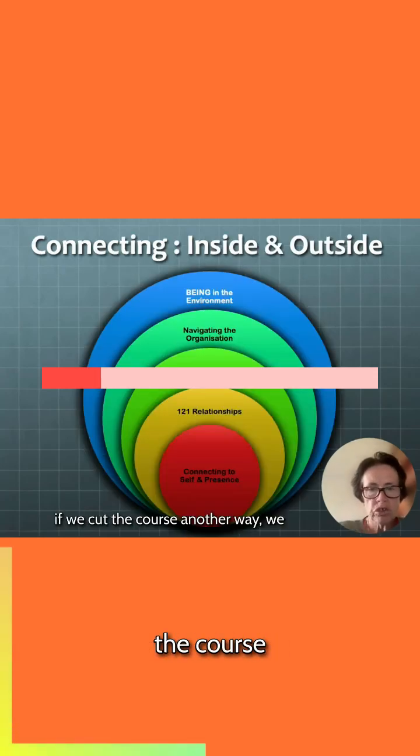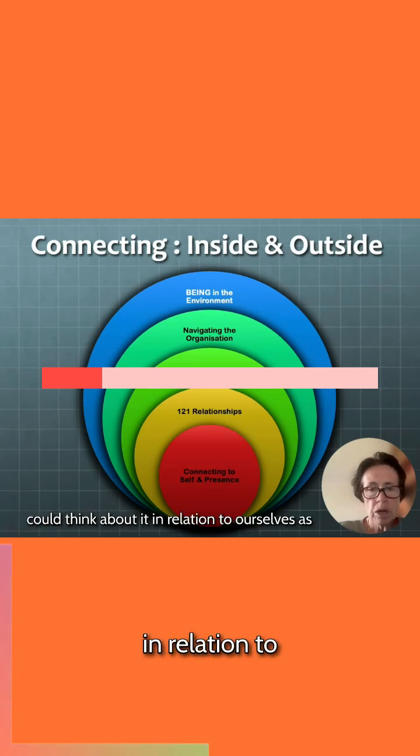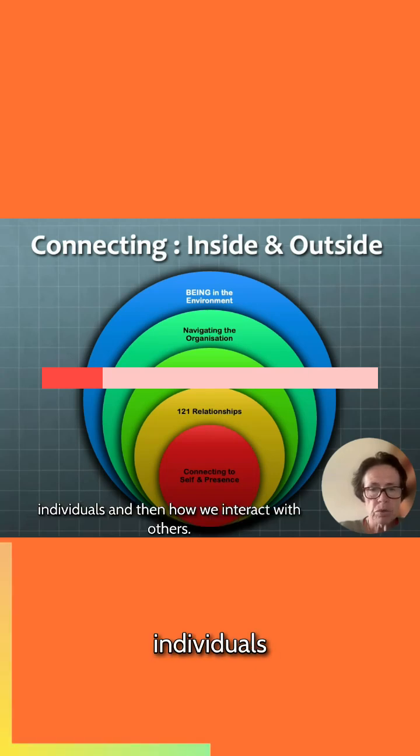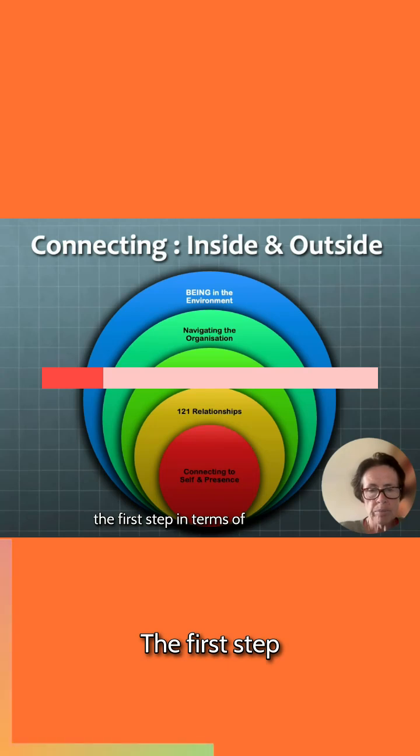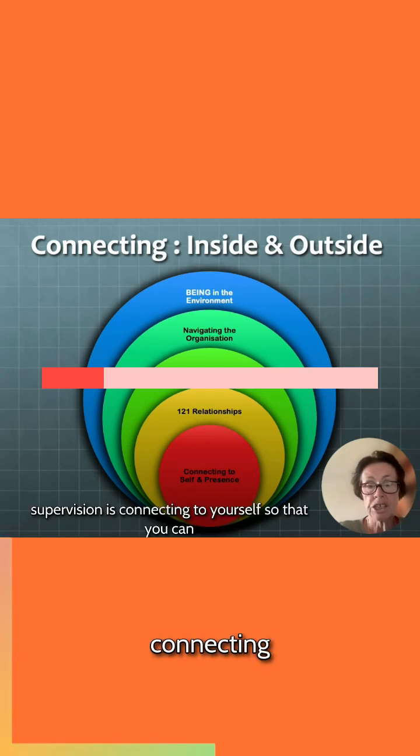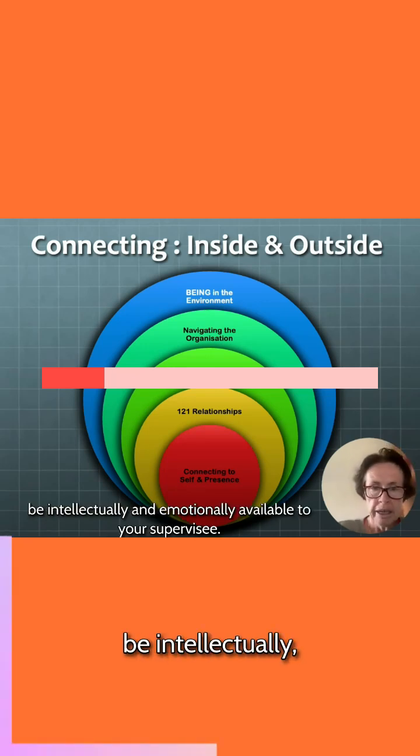If we cut the course another way, we could think about it in relation to ourselves as individuals, and then how we interact with others. The first step in terms of supervision is connecting to yourself, so that you can be intellectually and emotionally available to your supervisee.